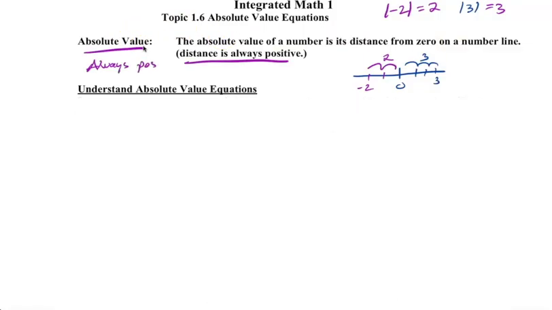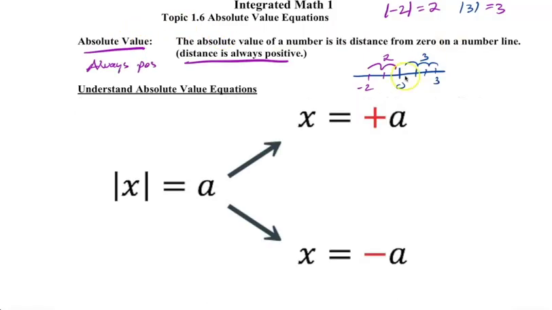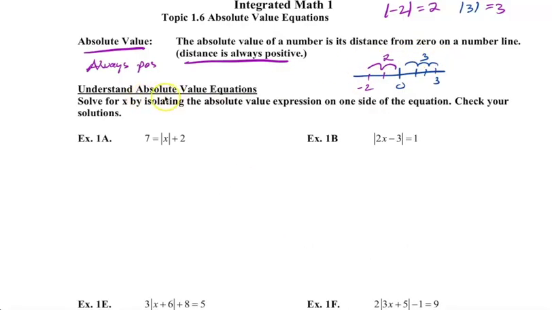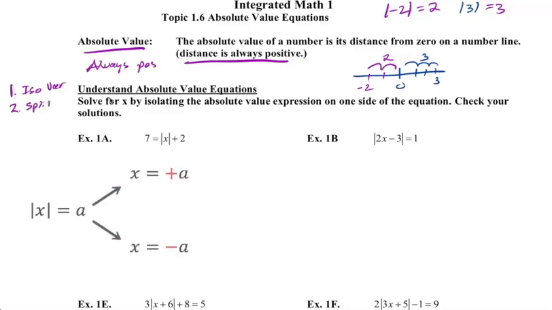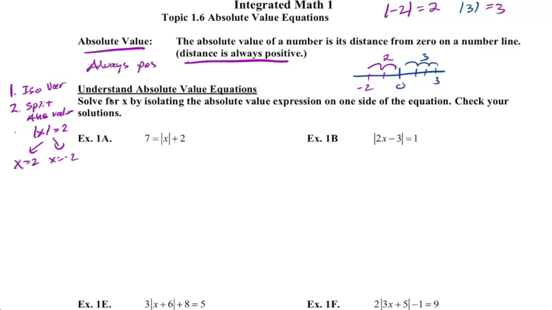Because of that though, when we solve an absolute value equation, you should get two solutions because you get the negative version and the positive version. The way we solve it is 1, we want to isolate the absolute value. And then 2, we're going to split the absolute value. We're going to do 1 negative and 1 positive. Then after you split it, just solve. So that's going to be the process. Let's do a few examples.